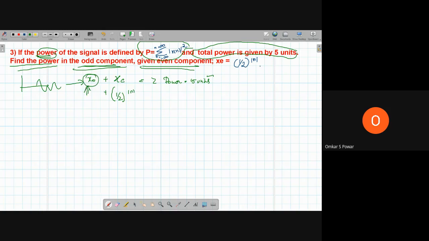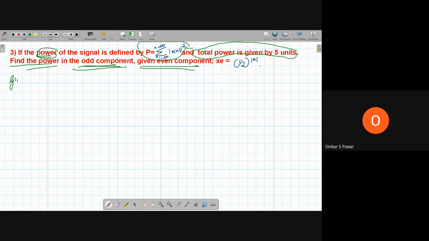So what is this power in the odd component? So this is the question. What should be your approach? How do you solve this problem? Now let us write what is given first.